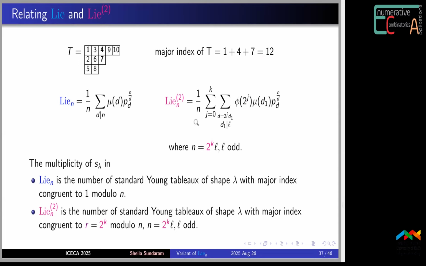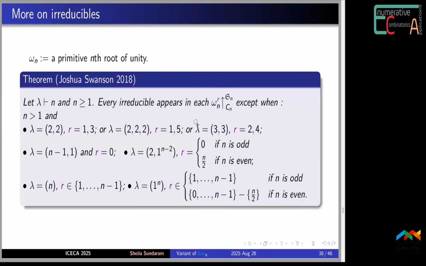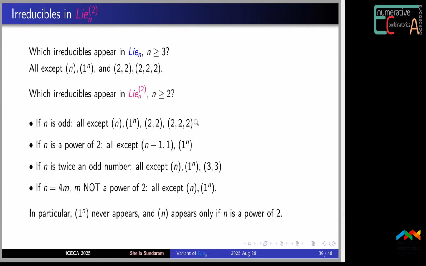I think I'm going to zip through this now. So the short story is that we know exactly what the multiplicity of S lambda is in both Lie n and Lie n superscript 2. It's just the number of Young tableaux with major index congruent to something. So we actually know quite a bit about these irreducibles.